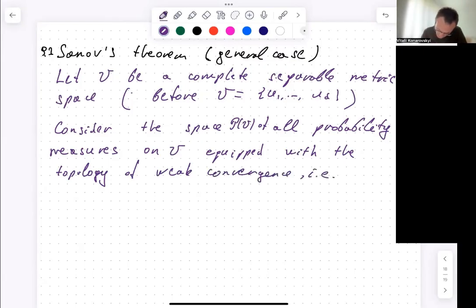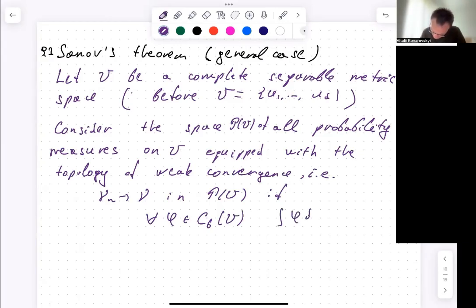That means that nu_n converges to nu in P(U) if for every continuous bounded function phi on U, one has that the integral of phi d nu_n converges to the integral of phi d nu. I believe that you are familiar with that topology and with convergence in that topology. In particular, you know that if the space U is complete separable, then the weak convergence is metrizable.